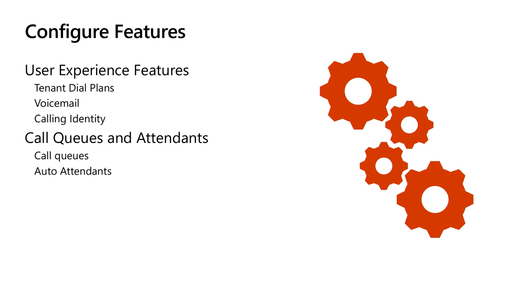Calling identity is how we're sending the call out. Think about how you're sending the call out. Changing the number, do you want to send it out as the main number? Do you want to send it out as the direct in-dial? All that can be changed inside the admin center.